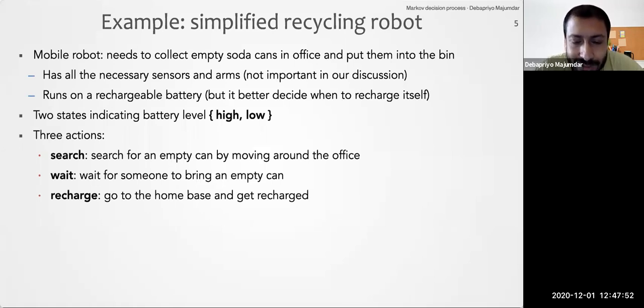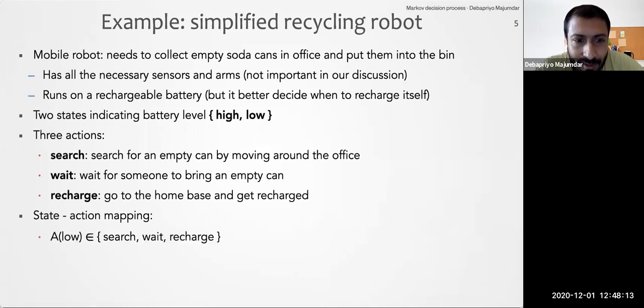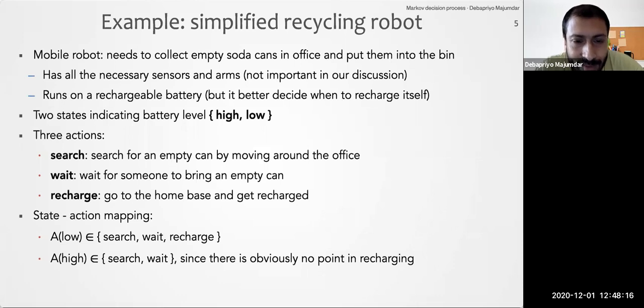In the office there is one corner where there is a plug point, and it can connect itself to it and get recharged. Now, what should be the state-action mapping? What should it do at what point of time? When it has obviously high battery, there is no point recharging it.